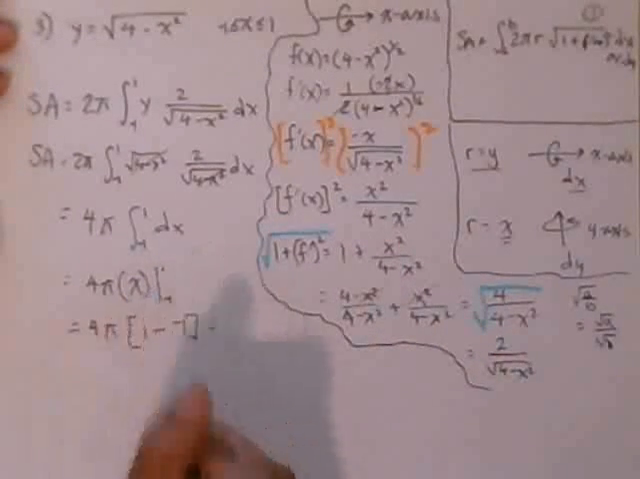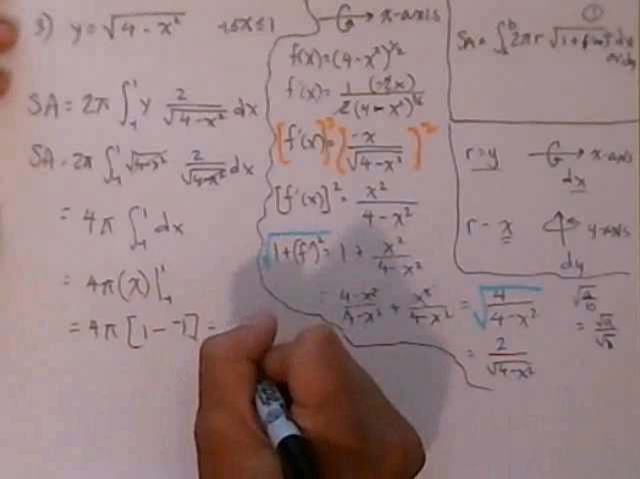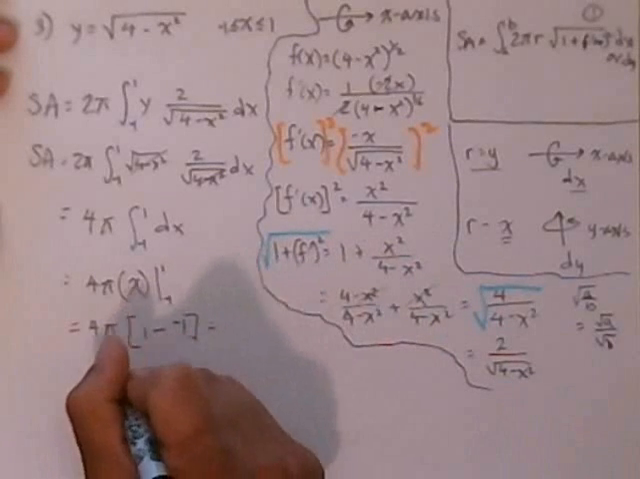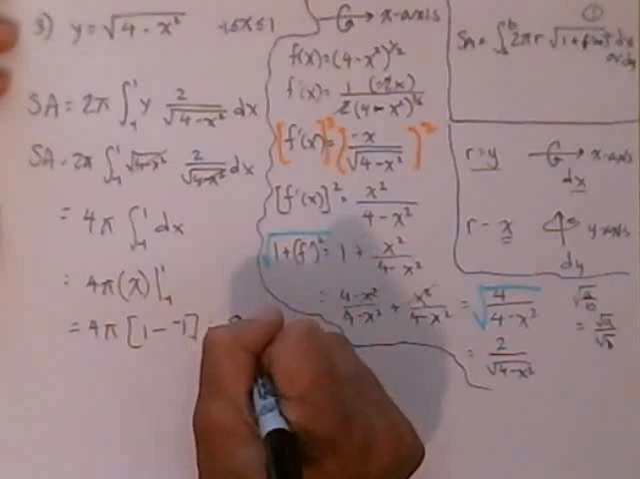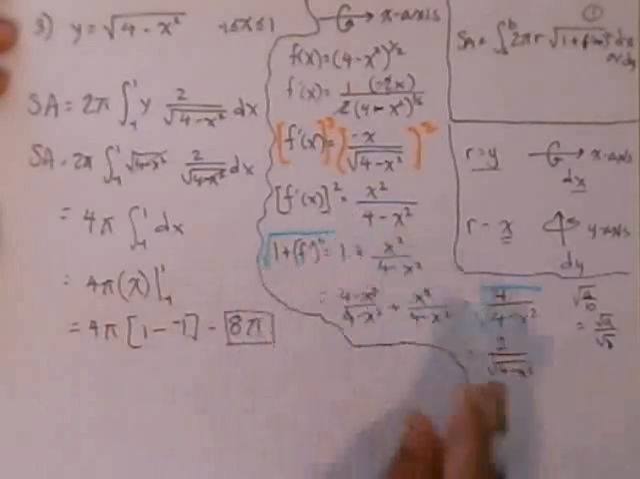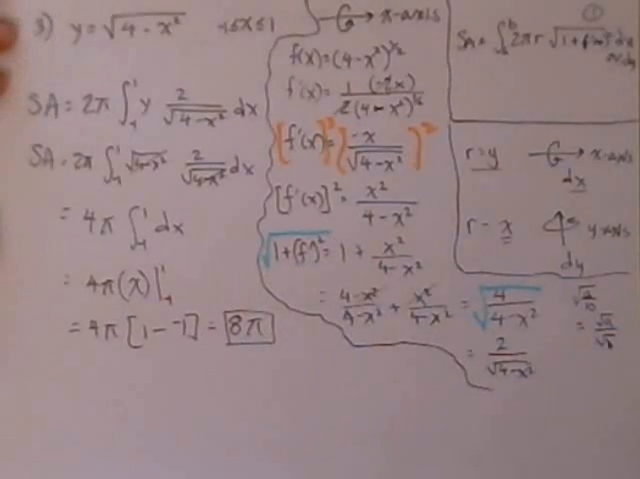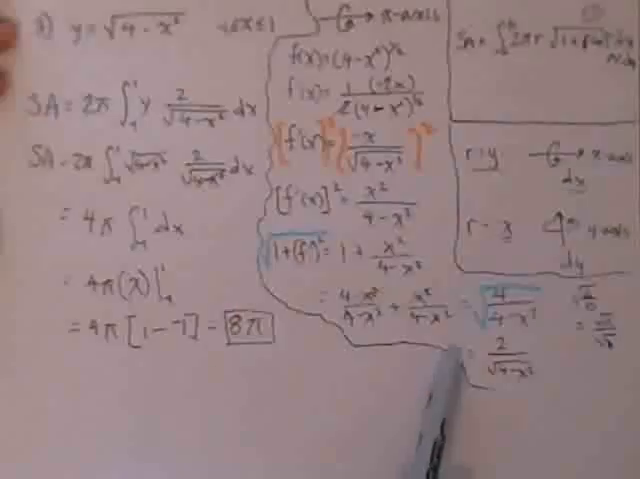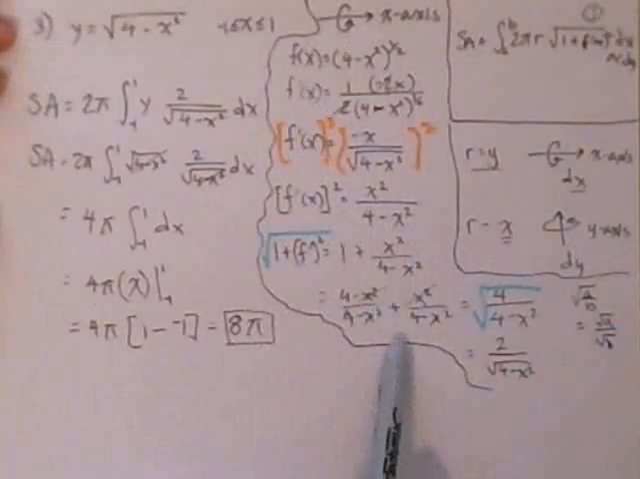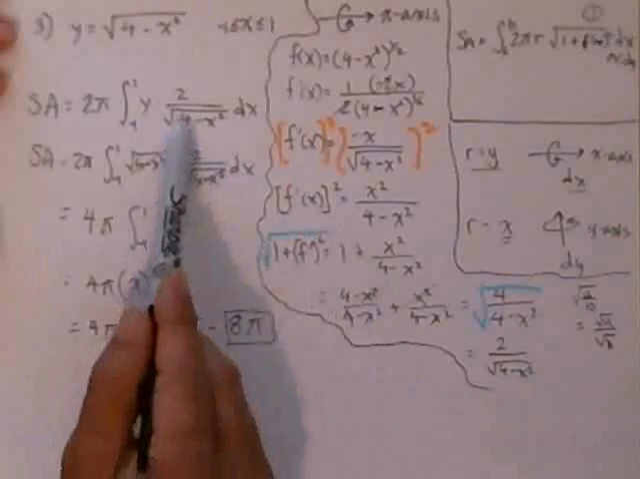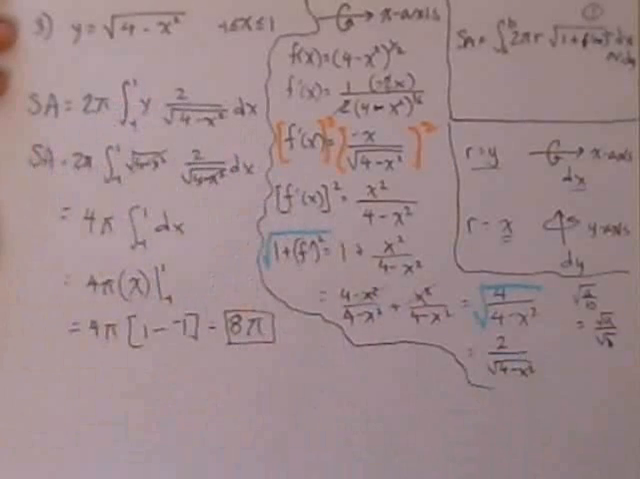It's easier to just factor it out this way. Some teachers are actually starting to do it this way as well. 1 minus negative 1 is 2, times 4 pi is going to be 8 pi. There you go. Notice at the very beginning we did all the work so it becomes easier for us as we do these problems.